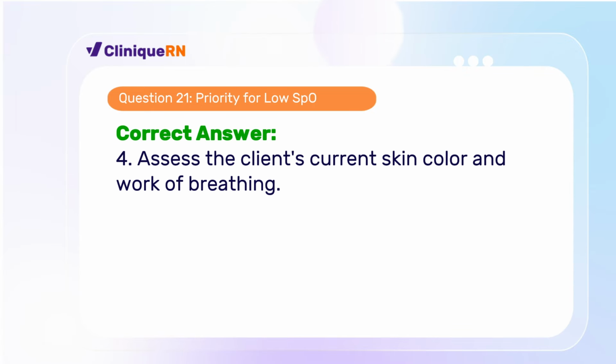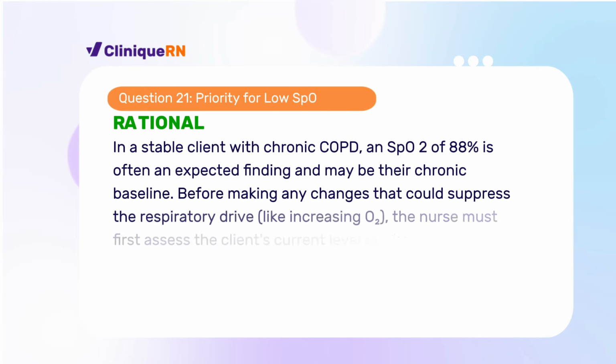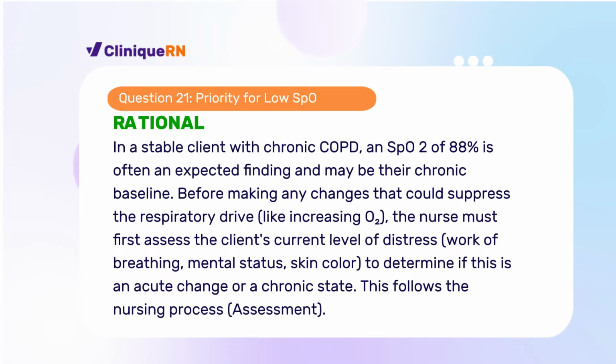The correct answer is 4. Assess the client's current skin color and work of breathing. Rationale. In a stable client with chronic COPD, peripheral capillary oxygen saturation of 88% is often an expected finding and may be their chronic baseline. Before making any changes that could suppress the respiratory drive, like increasing O2, the nurse must first assess the client's current level of distress, work of breathing, mental status, skin color, to determine if this is an acute change or a chronic state. This follows the nursing process, assessment.